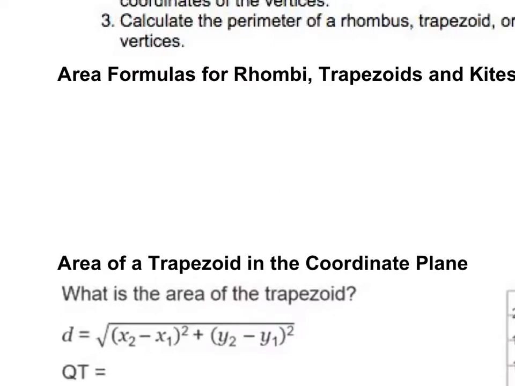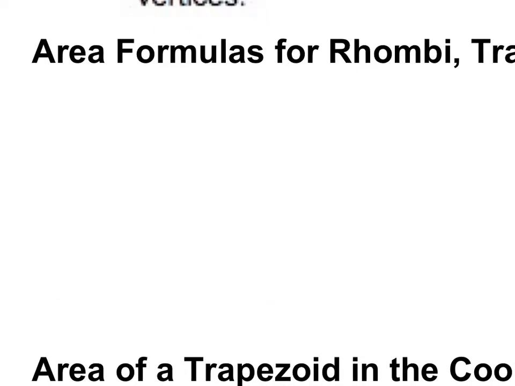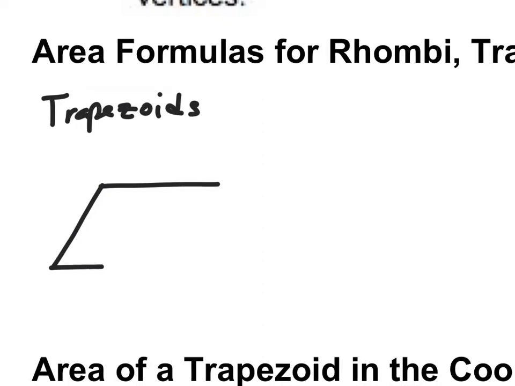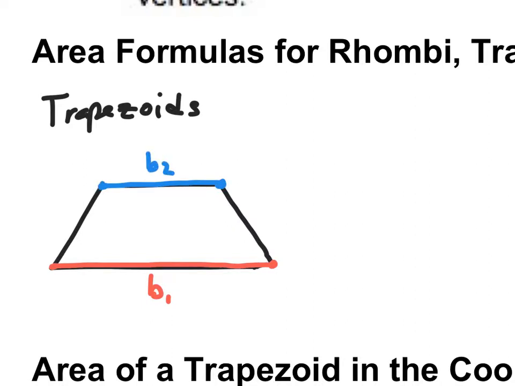Let's first talk about trapezoids. Let me zoom in further, make it smaller. I just want to draw a generic trapezoid here. I'm going to label this length, from here to here, as my first base, B sub 1. Over here, this top line I'm going to call my second base, B sub 2.